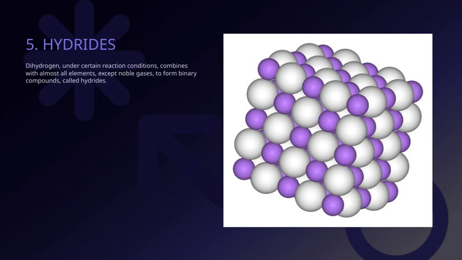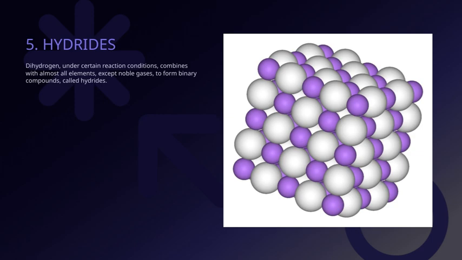Dihydrogen, which is essentially hydrogen in its molecular form, has some interesting chemistry under certain reaction conditions. When these conditions are just right, dihydrogen can combine with almost all elements. However, there's an important exception to keep in mind: the noble gases. These gases are pretty inert, so they don't typically form compounds with hydrogen. What makes this really fascinating is that these compounds are called hydrides.